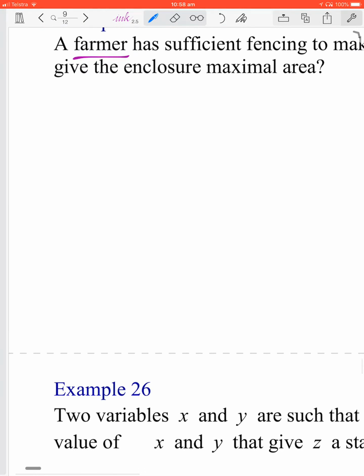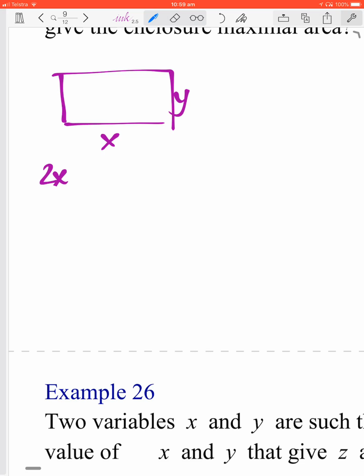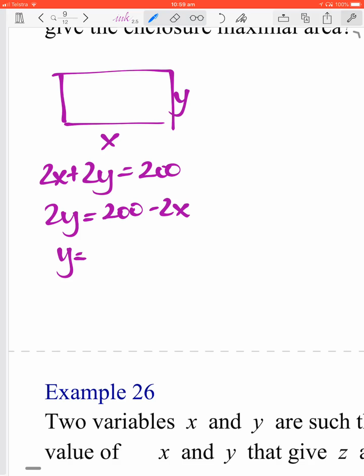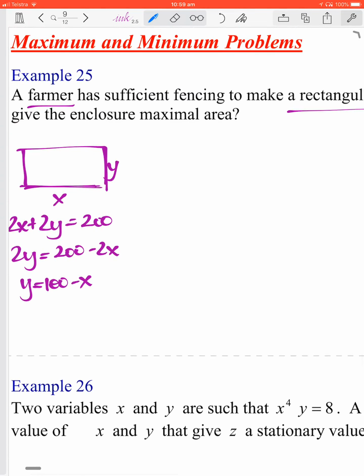So just so that you know, if it's a rectangular shape and all of the sides can be the same length, it's always going to be a square. But let's prove it. If I draw a rectangle and I say that's x, that's y, we know 2x plus 2y gives me my perimeter, which is 200, because that's how much he has to fence. 2y equals 200 minus 2x, y equals 100 minus x. So that's our length here. So this side is x, and this side is 100 minus x.